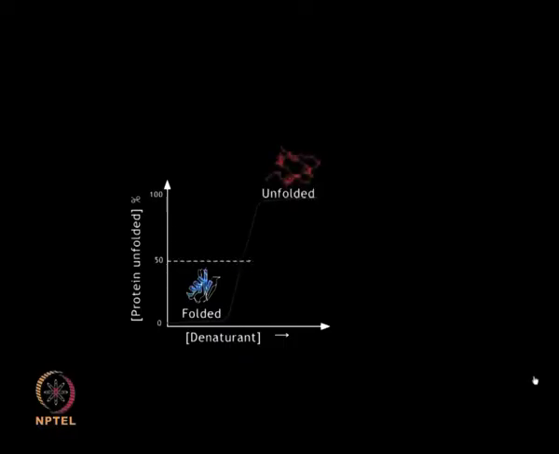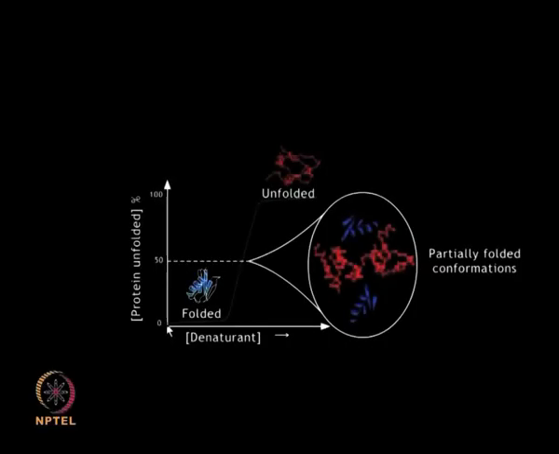Here on the x axis denaturants are plotted and on the y axis the percentage of protein unfolded is plotted. At 0 you can see that is the totally folded form of the protein, at 100% it is the unfolded form. But if you take a mixture at 50%, that is either unfolded or folded form, which shows that the protein can assume either the folded form or the unfolded form.